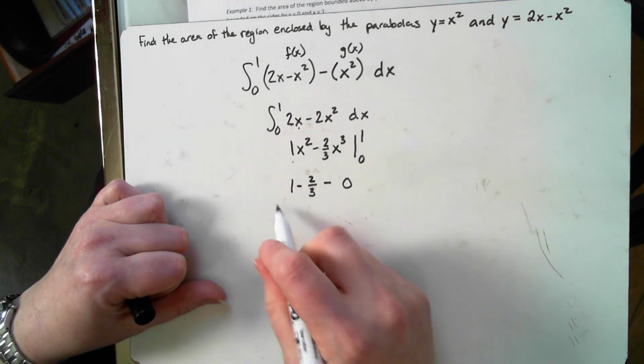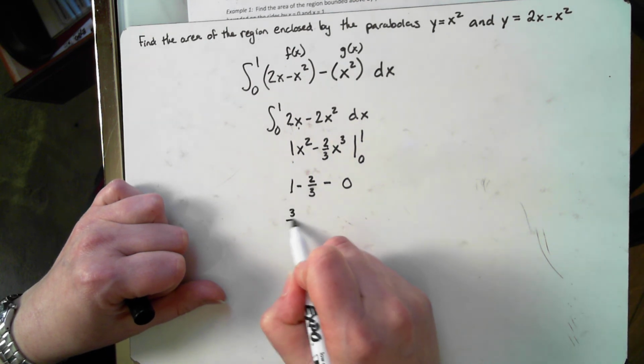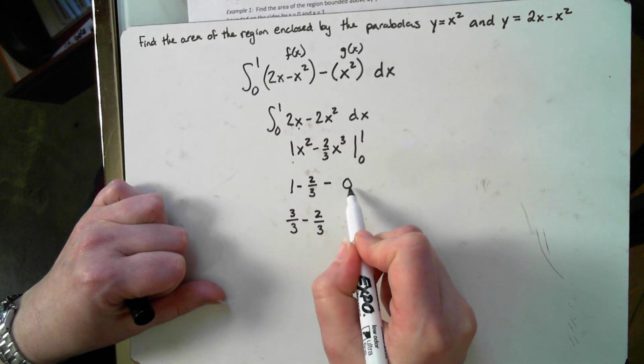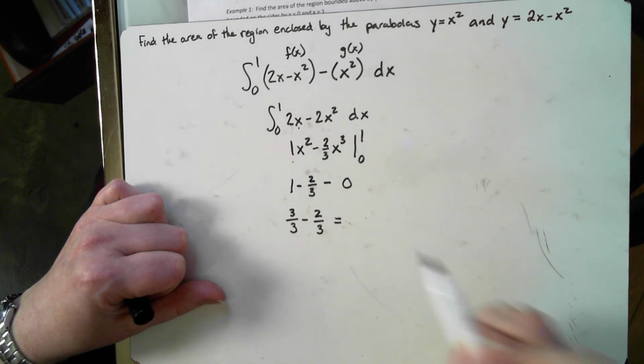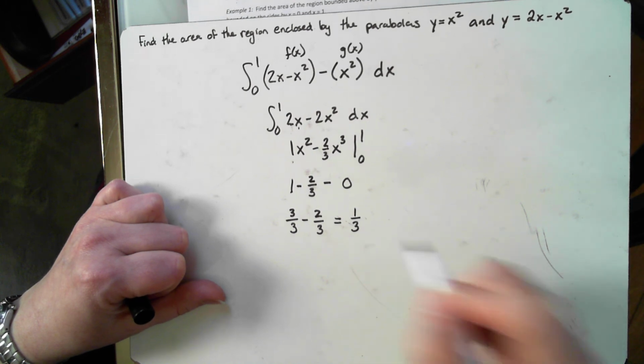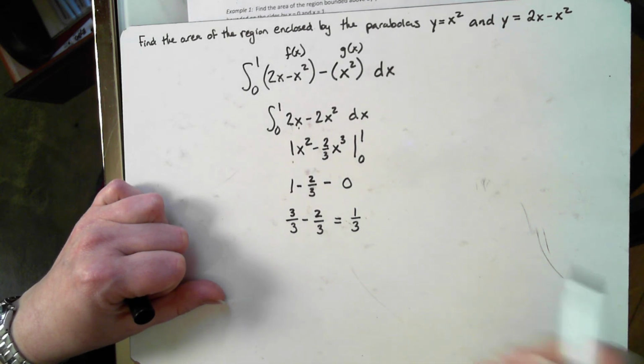Again, I'm going to get common denominators. This is 3/3 minus 2/3. The minus 0 doesn't really matter, so I'm just going to write 3/3 minus 2/3. So this is 1/3, and that's our answer for that.